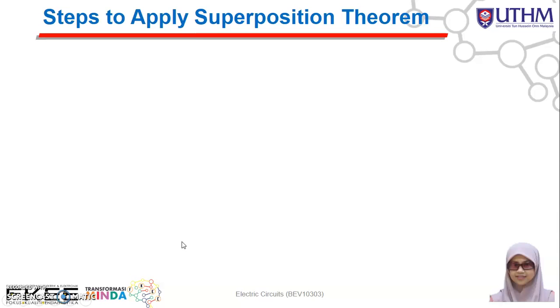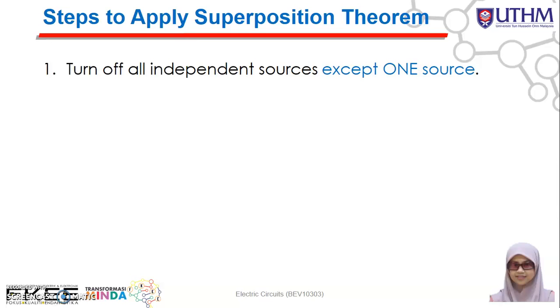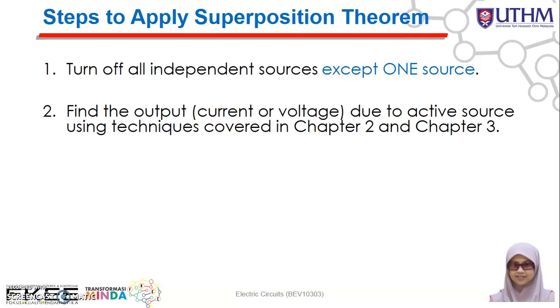All right. The steps to apply the superposition theorem are as follows. First, you need to turn off all independent sources except one, because you need to leave only one at a time. Then you need to find the output, whether it's a current or a voltage; this is up to the question. You just find the value of the current or voltage due to the active source using techniques covered in chapter 2 and chapter 3, meaning maybe you are going to apply the voltage divider rule or the current divider rule.